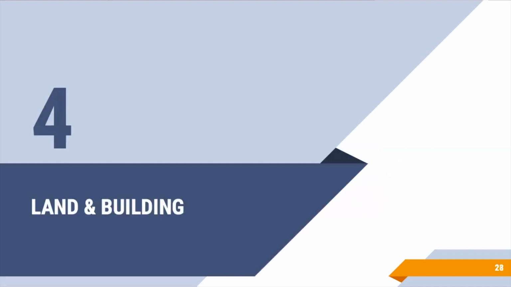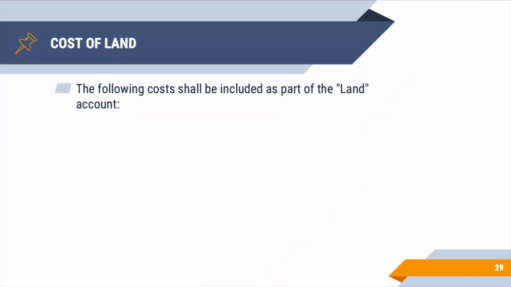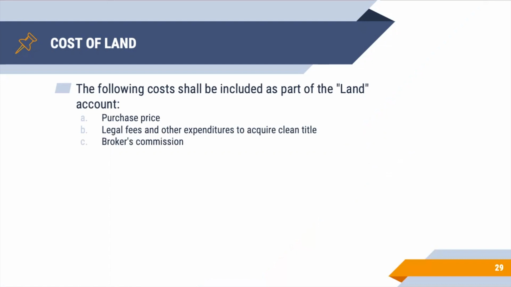So that's it for special cases of acquisition. Now we will talk about land and building. Kasi mayroong special case for land and building. For land, the following costs shall be included as part of the land account. First, purchase price. Second, legal fees and other expenditures to acquire clean title. Broker's commission, so part din yan ng land.